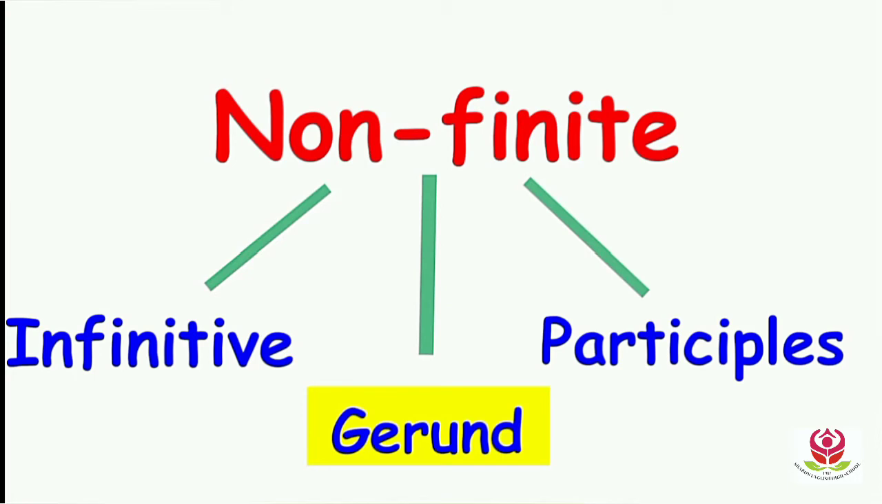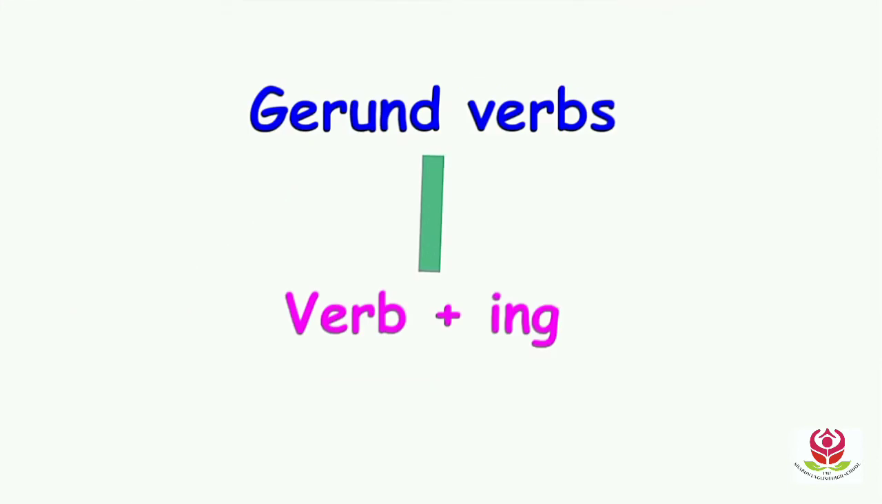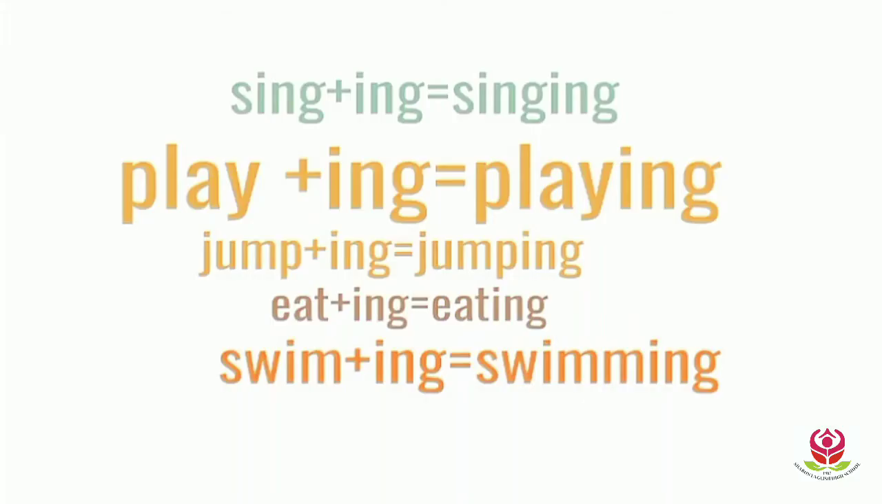In the last class we learned about infinitives, as in how to identify infinitives in a sentence. Today we will learn how to identify gerunds in the following given sentences. In order to identify gerunds, we need to know how they look. Gerunds are generally verbs with ing. So verb plus ing equals gerunds. Here are a few examples of gerunds. Sing plus ing, singing. Play plus ing, playing. Likewise you can see verb plus ing and we get gerund.